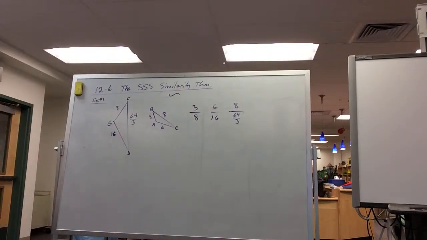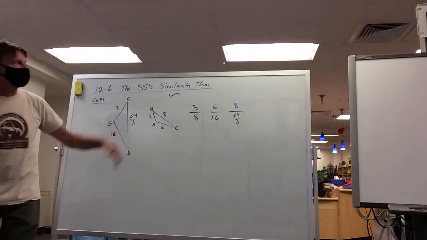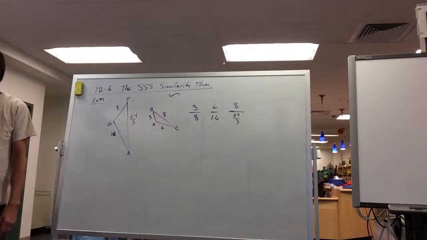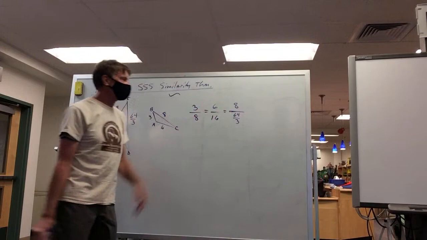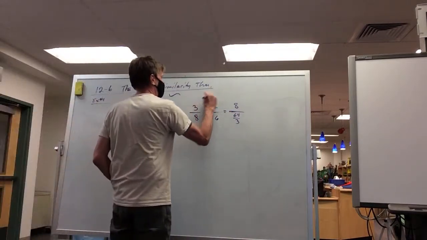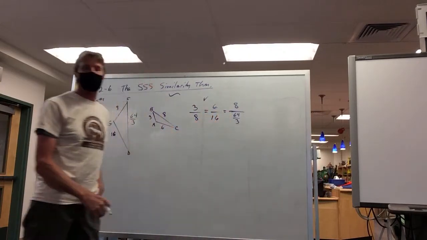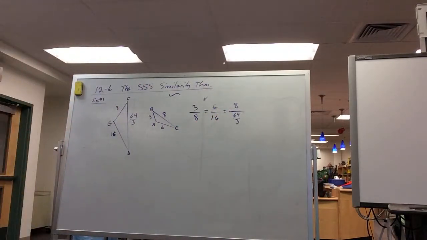So by definition, if they are similar to one another, what's going to have to be true about all of these ratios? This is a ratio of the smallest to the largest, the smallest triangle to the largest. They've got to be equal, don't they? So is 3/8 equal to 6/16? Yeah, that's good. So then if we can just figure out whether 6/16 is equal to 8/64 thirds, then we'll know whether these are truly similar or not.